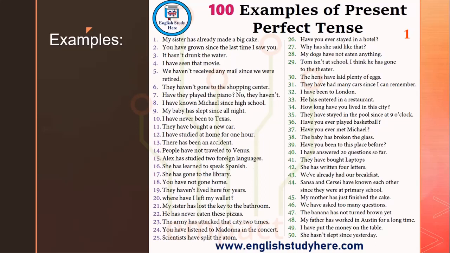Can you read number 13 for me, please? 13? Yeah, 13. There has been an accident. Do you know what that sentence means? There has been an accident.